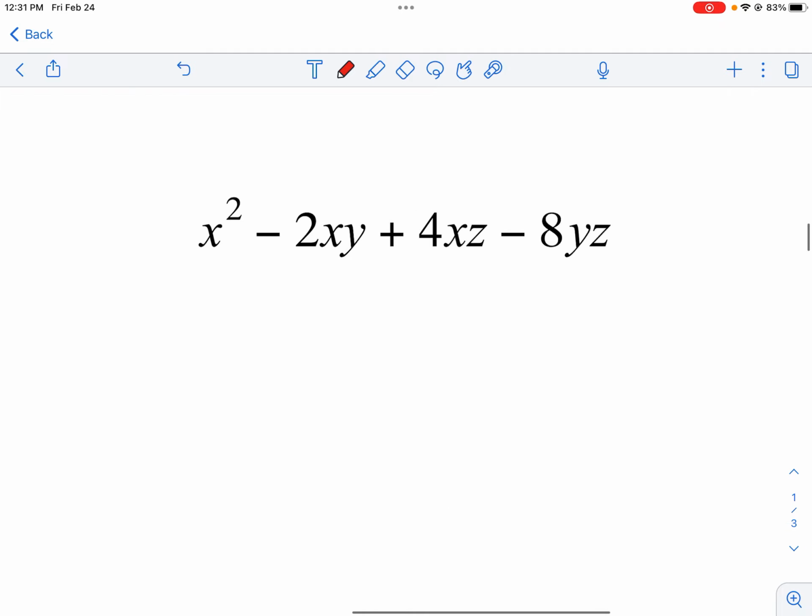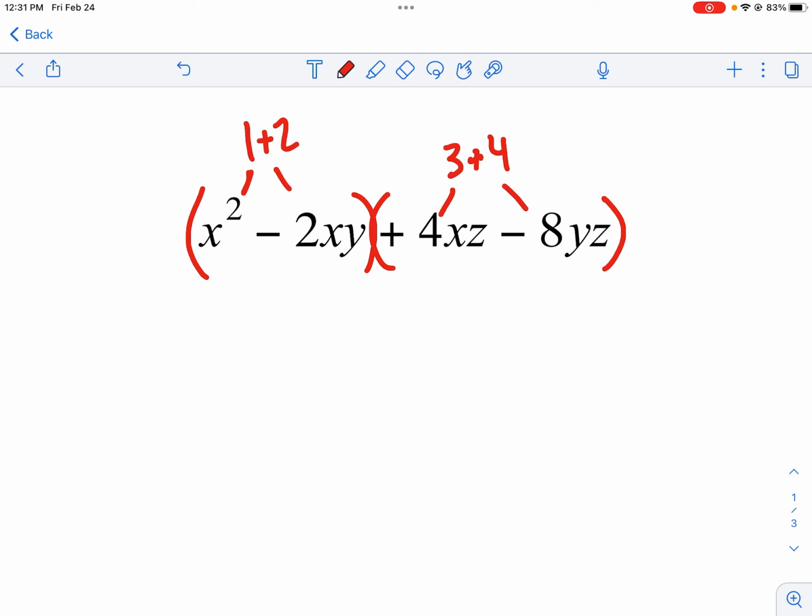7b here, number 7b. So when I'm doing factoring by grouping, again, I got to group my first and second terms and third and fourth terms. Here's my grouping, my first and second term. Here's my third and fourth terms. And then I gotta find those greatest common factors. So I'm thinking, what's my greatest common factor? X squared and negative 2xy. That's going to be an x, right?